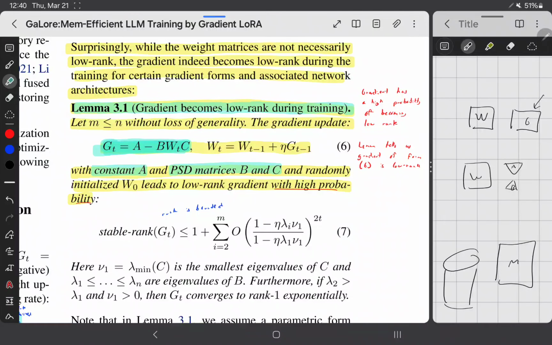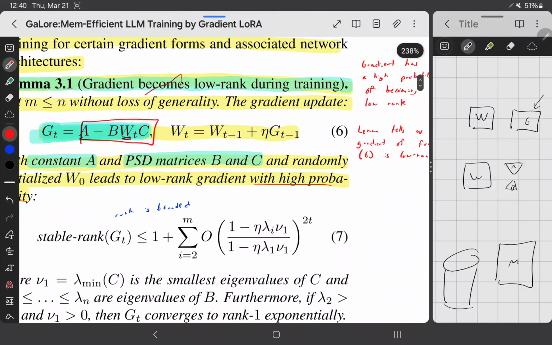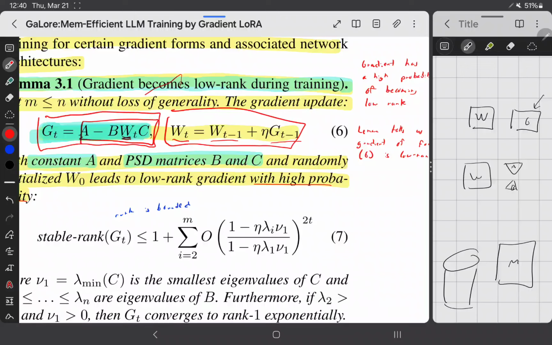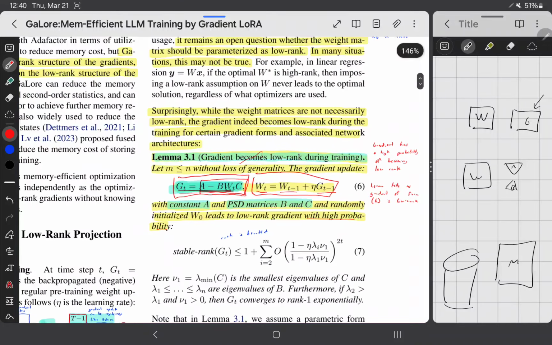That means that the gradient is a function of the weight matrix and of this general form. And then to update it, you take the weight matrix and apply the normal update rule, essentially. This is the more important assumption here, that the gradient looks like this, because they rely on that assumption throughout the rest of the paper.